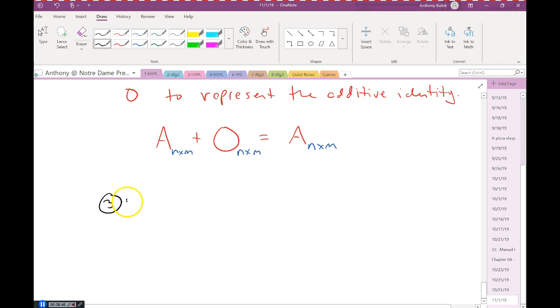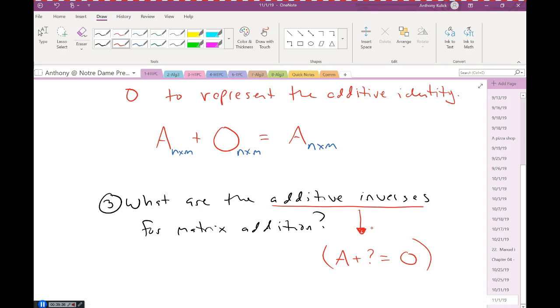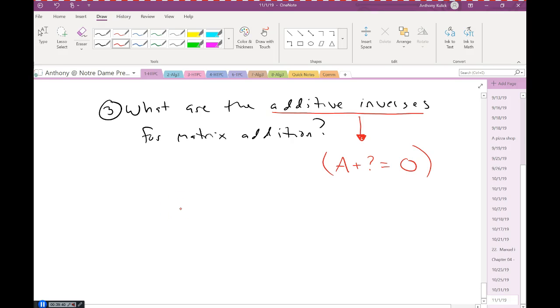Okay. So my next question: I'm asking, what are the additive inverses for matrix addition? What do those look like? When we say additive inverse, what we really mean is, what can I add to matrix A to get back the zero matrix, or the additive identity? So just like before, right away, what can we say about the shape of A and the question mark?